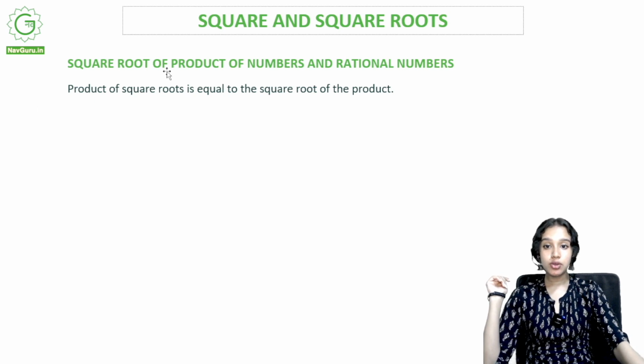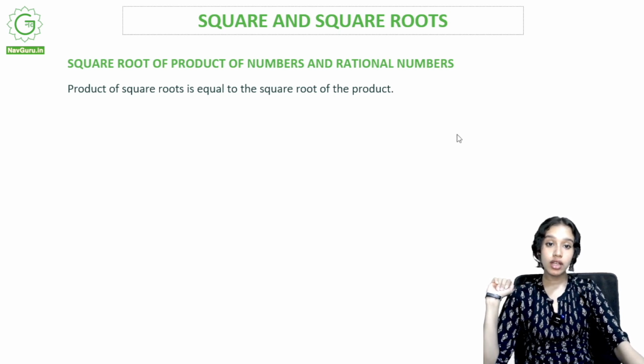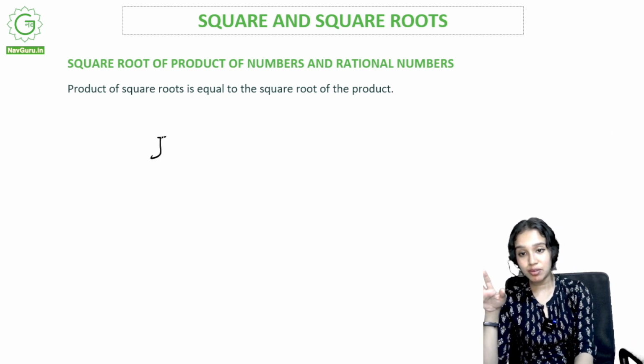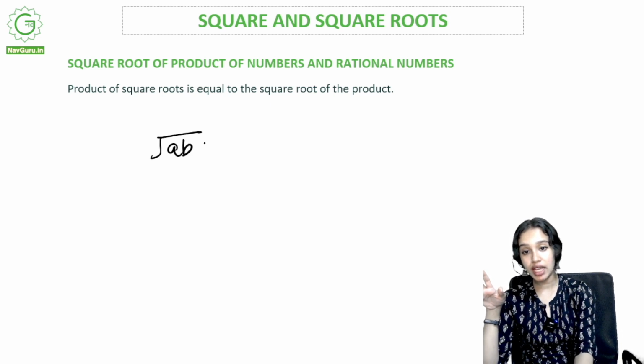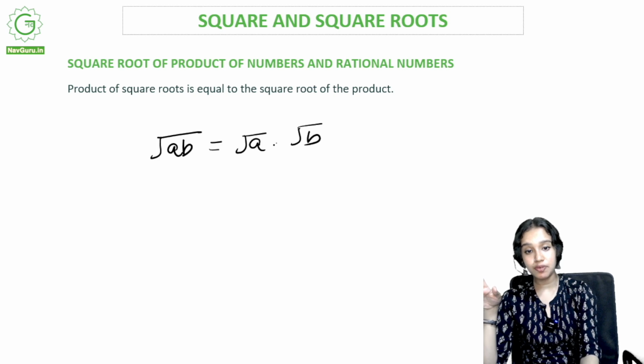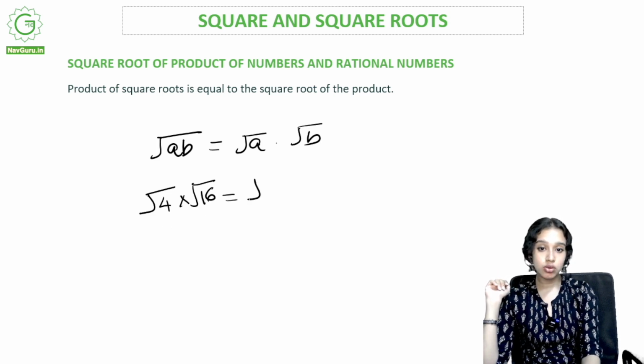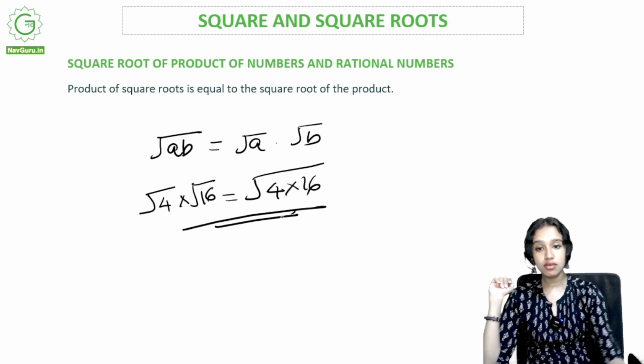Now, square root of a product of natural numbers. Square root of a product is equal to the product of square roots. So there's nothing to define in it. It's basically saying that root of AB is equal to root of A into root of B. If I'm saying that root 4 into root 16, it should be equal to root of 4 into 16.